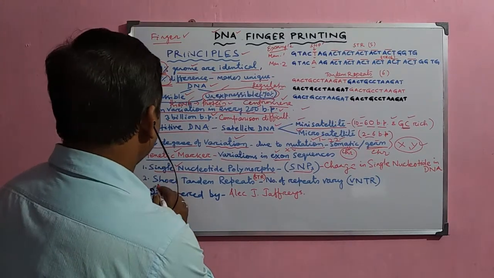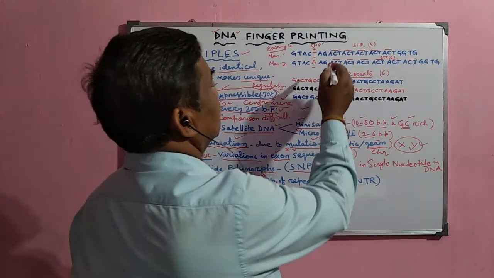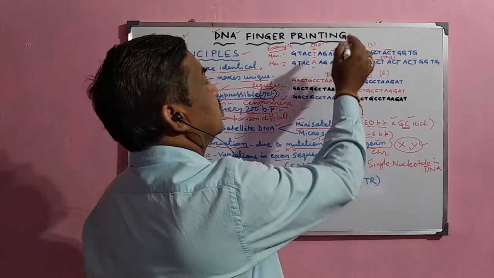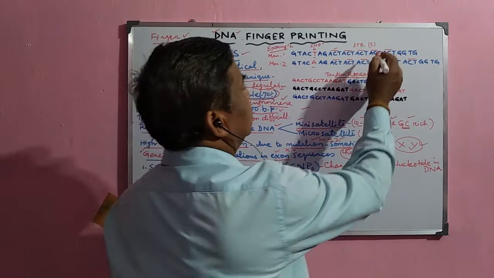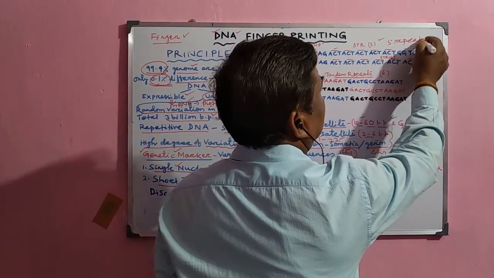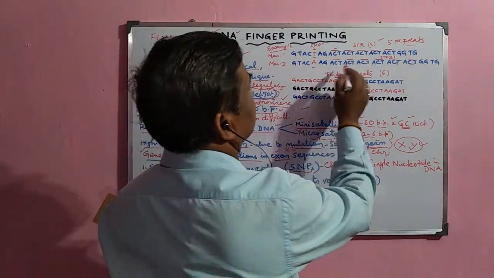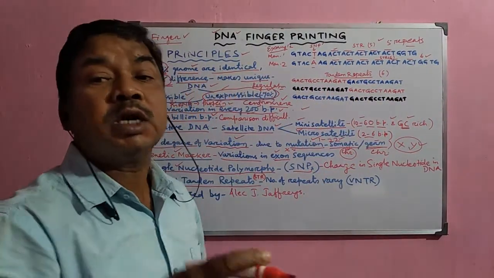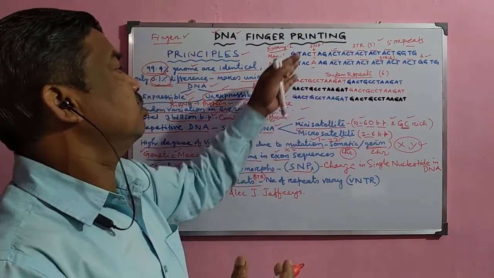Now the next one, short tandem repeats. Here ACT is taken as the example for short tandem repeats. In this case there are 5 repeats, so the repeats are 5 in number. In the second case, the repeats are 6 in number. So this 6 repeat and 5 repeat make the individuals unique from one another.